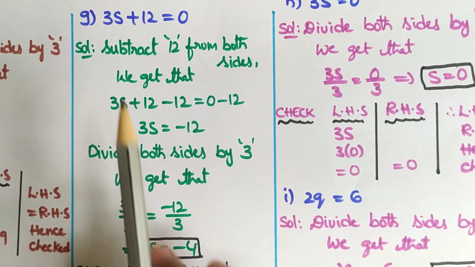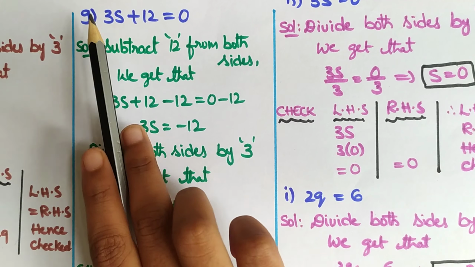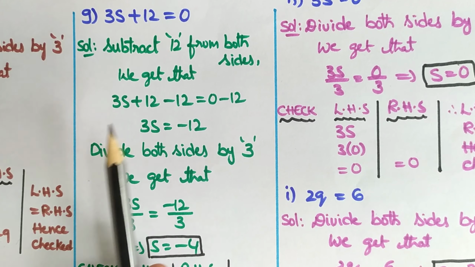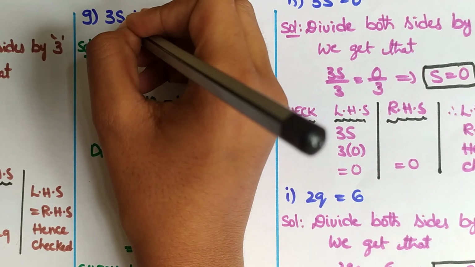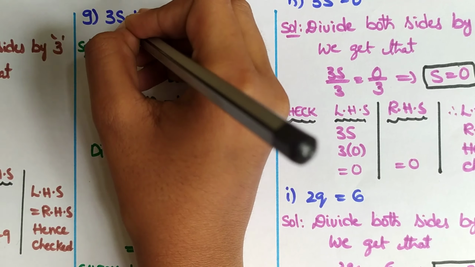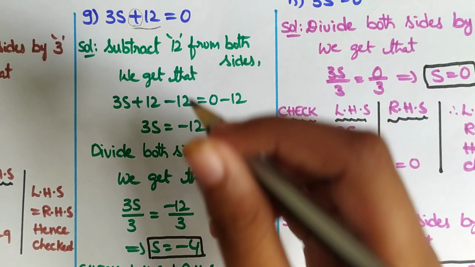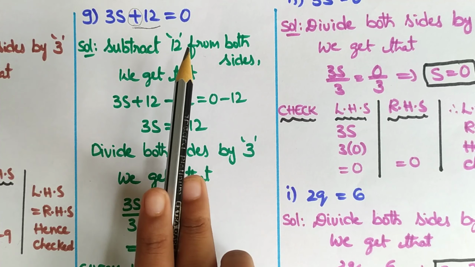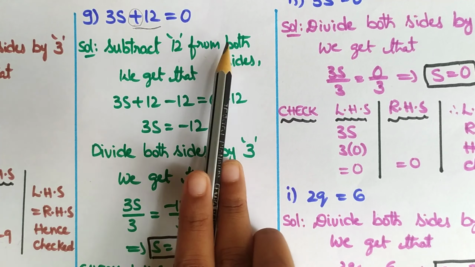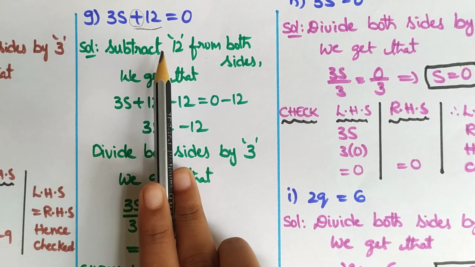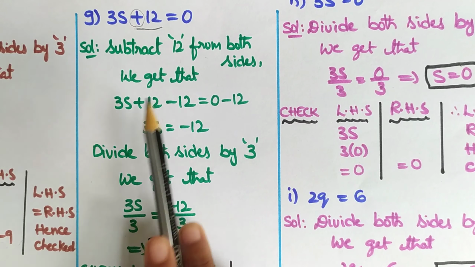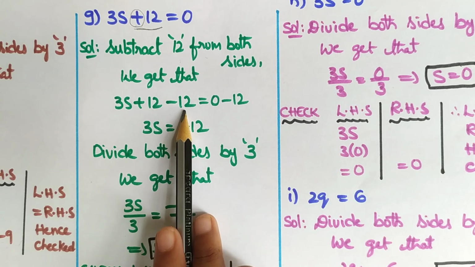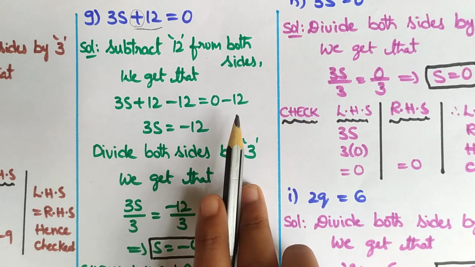Okay friends, now let us see G bit, that is 3s plus 12 is equal to 0. Now here you see friends, it is plus 12 addition, that means we have to do subtraction. So subtract 12 from both sides. We have to write first the number and then the remaining part. So subtract 12 from both sides, we get that 3s plus 12 minus 12 is equal to 0 minus 12.